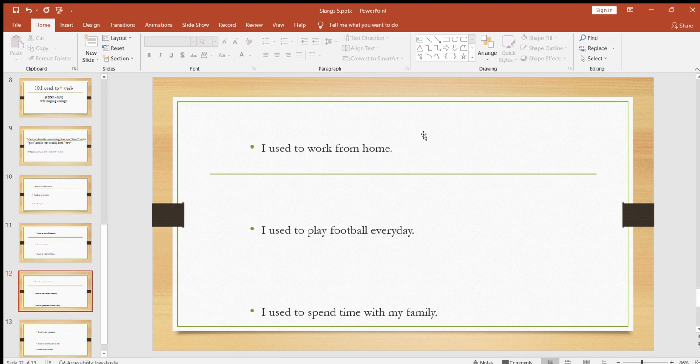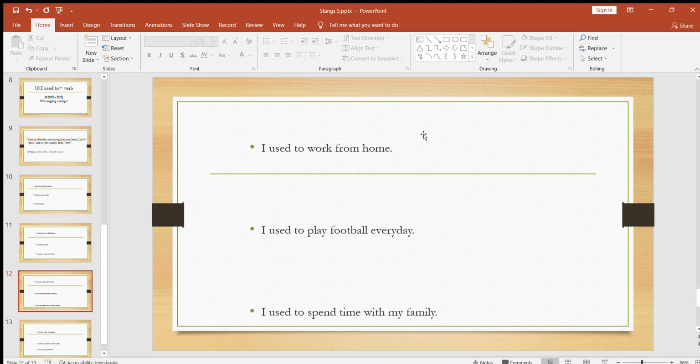Let's look at the next example. Well, this is the same one. I think I've repeated it. I have put it here twice. I used to work from home. I used to play football every day. Before getting injured, I used to play football every day.